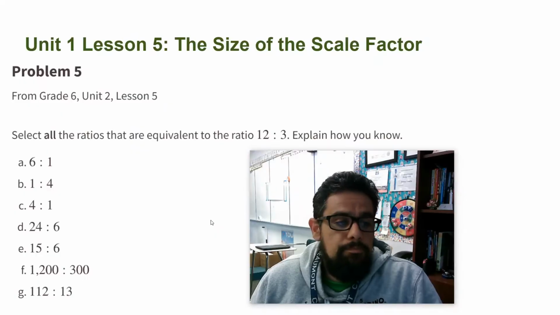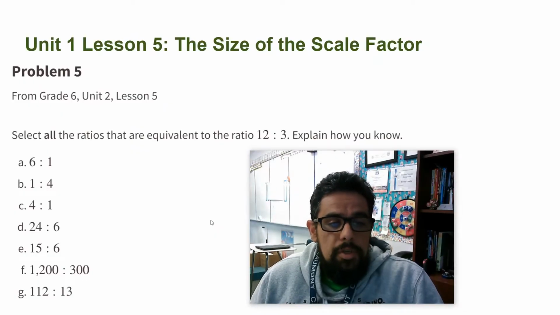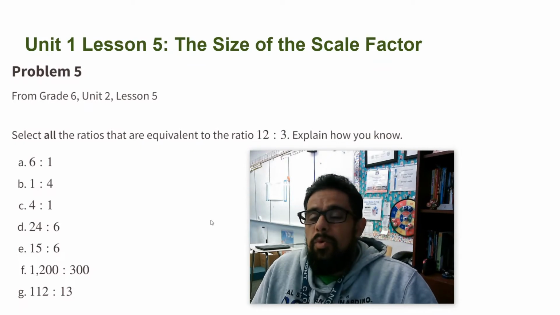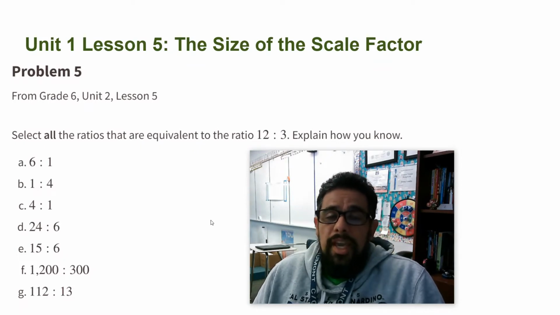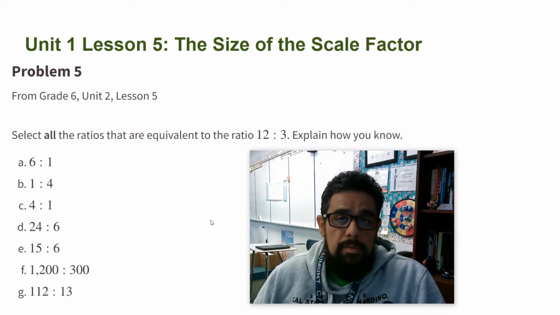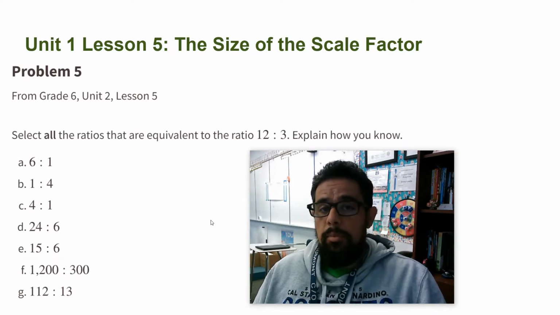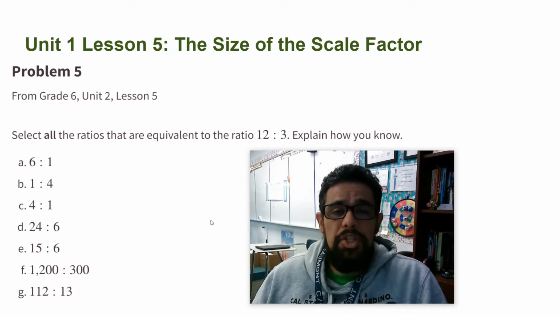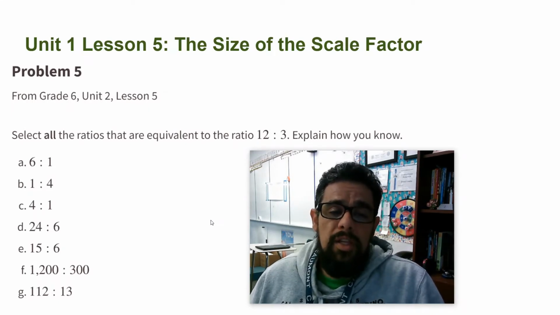Here's our first lesson with 5 problems. Select all ratios that are equivalent to 12 and 3. Explain how you know. Okay, so remember, with an equivalent ratio, you can get to it by multiplying 12 and 3 by the same number or dividing by the same number. It doesn't have to be a whole number. It can be a fraction, but as long as you're doing it the same way to both numbers in the ratio, then you will have an equal ratio.